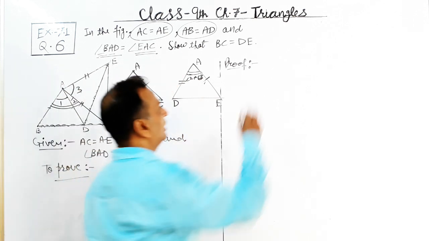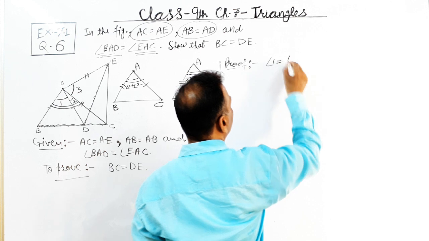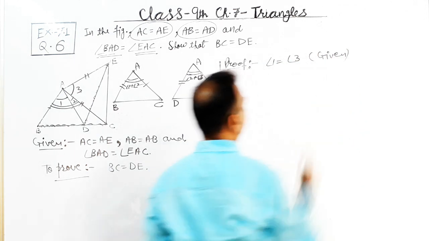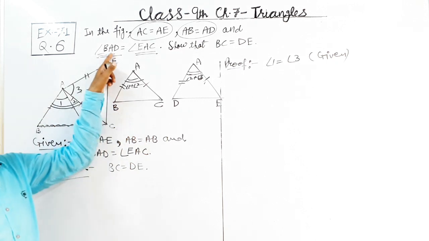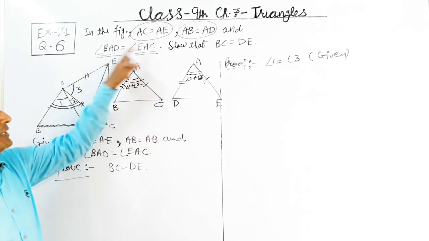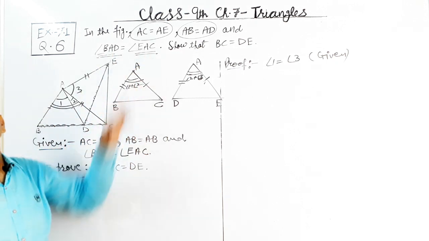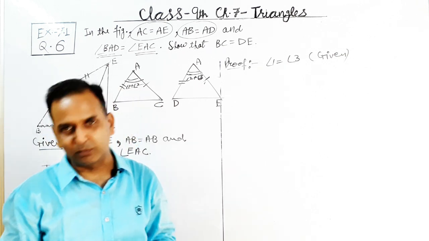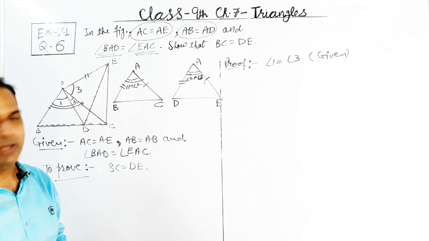So first of all, angle 1 equals angle 3 because it is given in the statement. What is angle 1? Angle 1 is angle BAD. What is angle 3? It is angle EAC. So I have replaced the names of these angles by some numbers. Okay, so angle 1 equals angle 3.